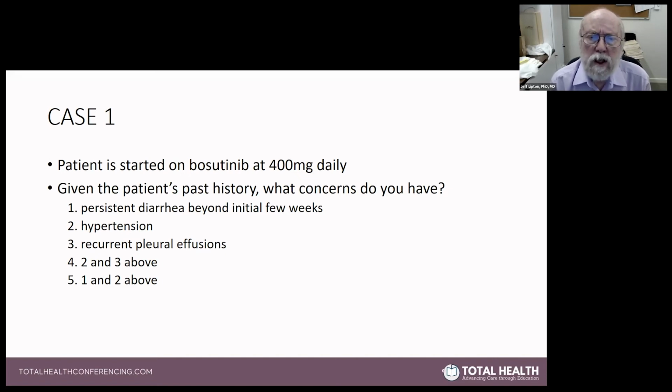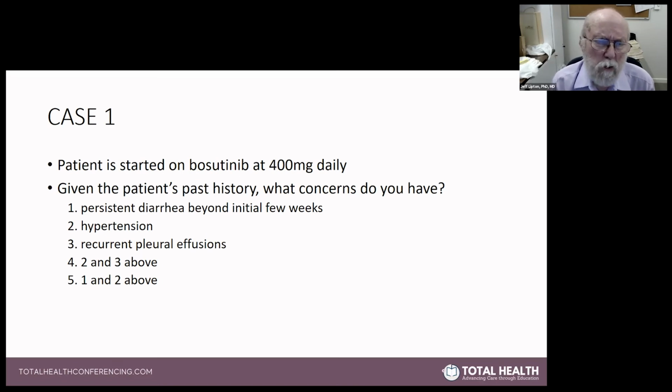Now, what are the things you need to consider in this patient given the past history, both previous to treatment and the treatment history during dasatinib treatment? Now, we do know that patients may get some diarrhea initially with bosutinib, which usually resolves within a few days. Hypertension, which is found to be a long-term side effect, needs to be watched for in bosutinib. Recurrent pleural effusions. Are 2 and 3 of these an issue, or 1 and 2 of these an issue?